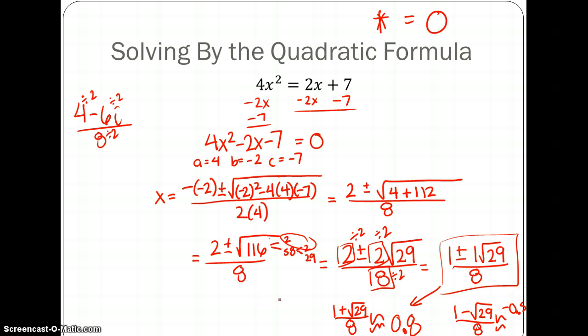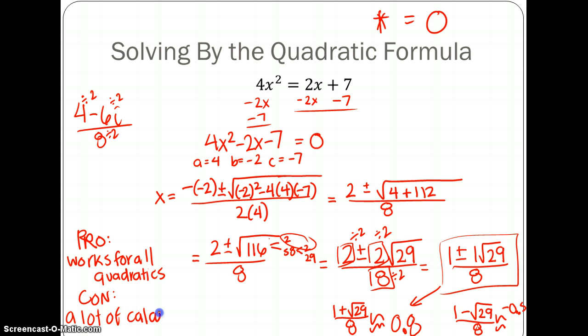So solving by the quadratic formula, kind of your wrap up here. The pro for solving with quadratic formula is that it works. It works for all quadratics. It doesn't matter if the best method might have been taking the square root or factoring. It's going to work for every single one of them. The con is it's a lot of calculations. It's a plug and chug method. It's a lot of calculations to do, but the good thing is it's going to work every time.